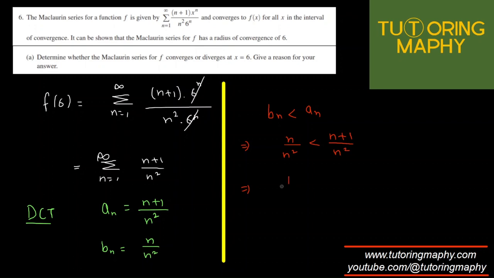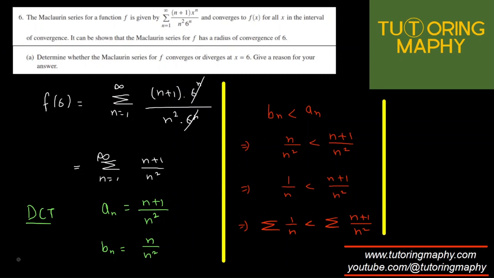n over n squared can be written as 1 over n. So 1 over n is less than (n plus 1) over n squared. And now I'm going to put a sigma so that both represent series now rather than sequences. This is how it looks. Now guys, what do you think about 1 over n? What kind of series is that?